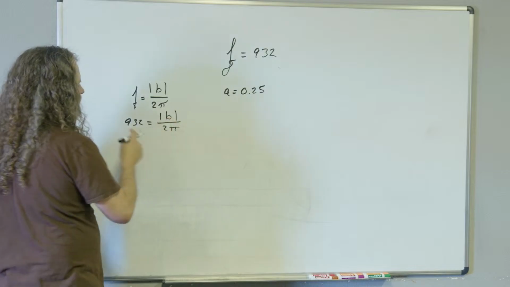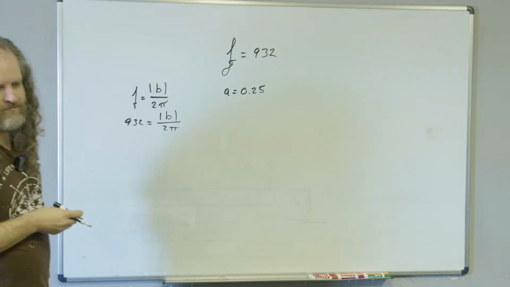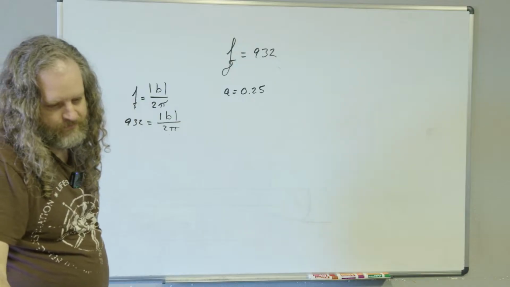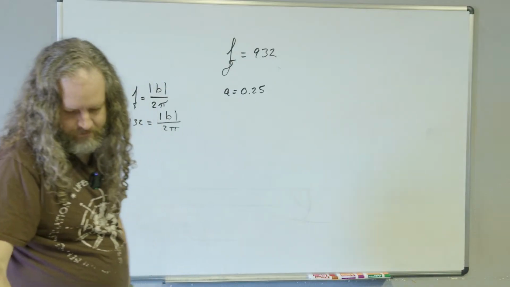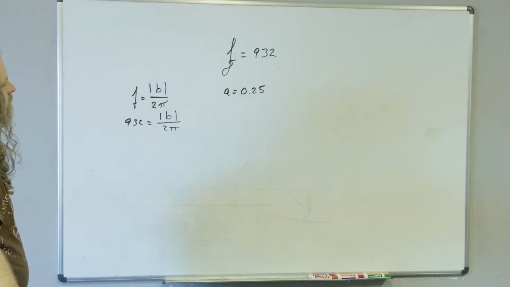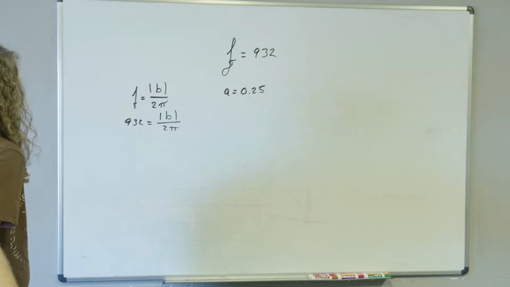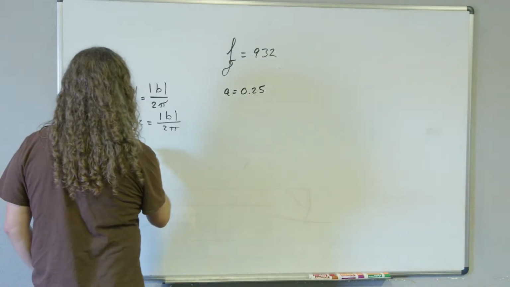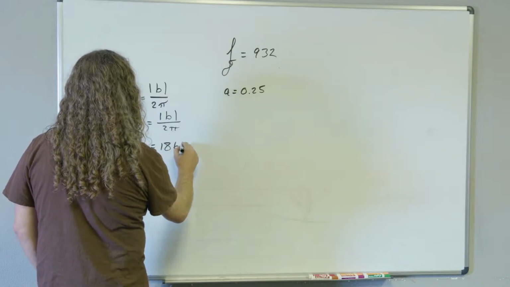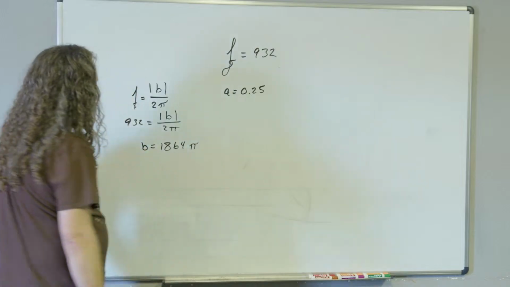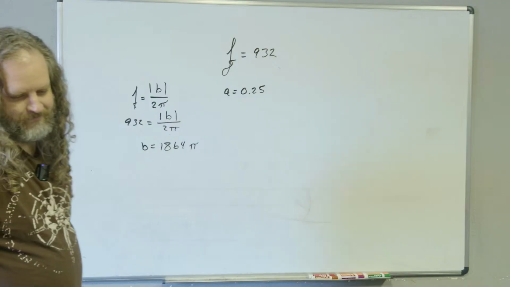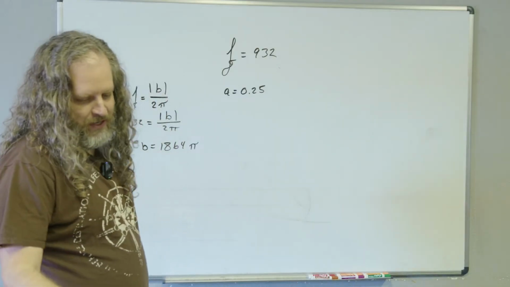So what do we do now? We could multiply by 2 pi. What's 932 times 2? It's 1864. Did you do that on your calculator? No, I didn't. Good. We're just gonna leave this one up. Now what are we gonna do?